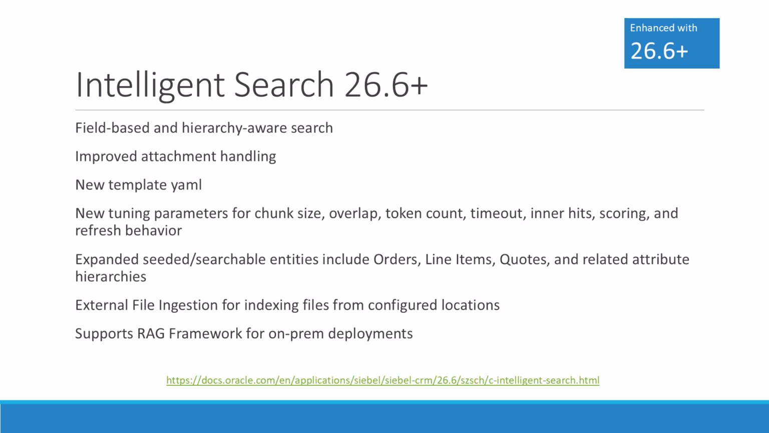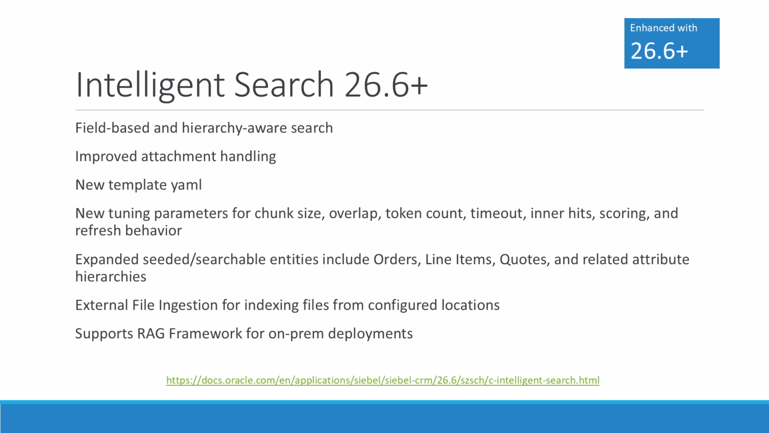Siebel 26.6 also has news on Siebel Intelligent Search. The new release introduces field-based search with typed operators and range queries, hierarchy-aware search across parent, child, grandchild business components, support for incremental indexing on child business components, failed indexing job resubmission for partially indexed categories, and improved attachment indexing through text chunking. On the attachment side, files larger than 5 megabytes are now supported.